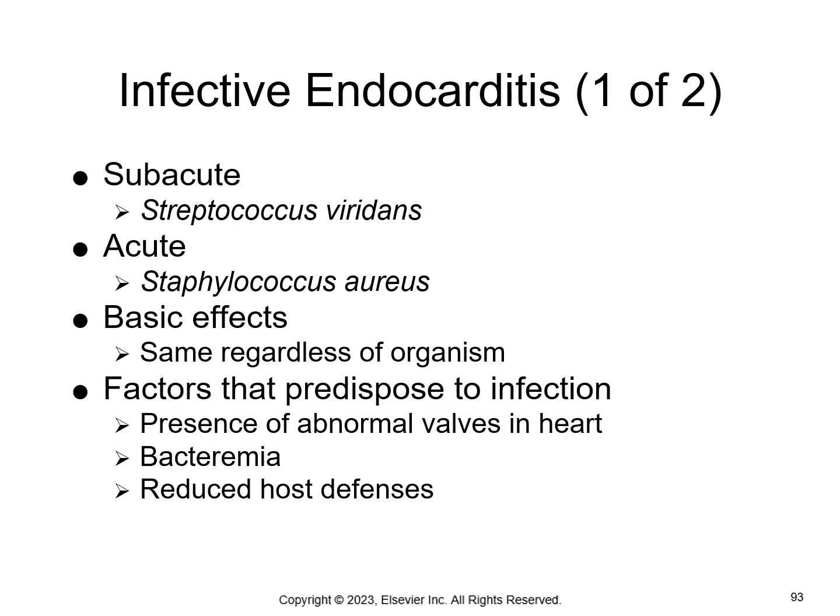Basic effects are the same regardless of what causes it. The microorganisms in the general circulation will attach to the endocardium and invade the heart valves, causing inflammation and vegetation to form. The vegetations are large. They can be masses made up of fibrin. They can be platelets, blood cells, or microbes.